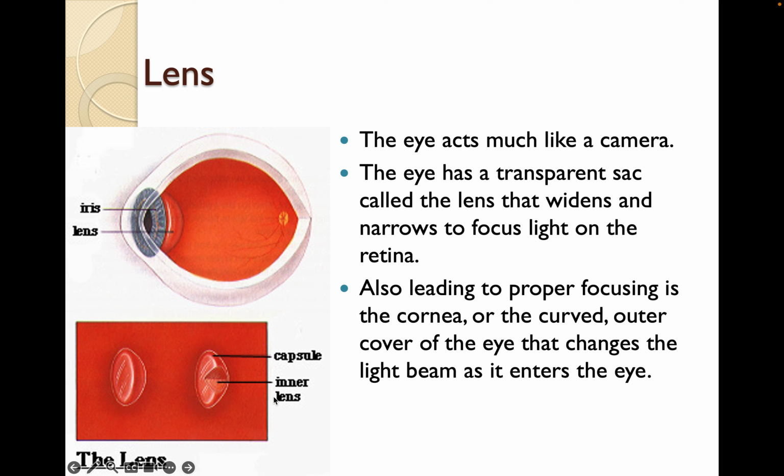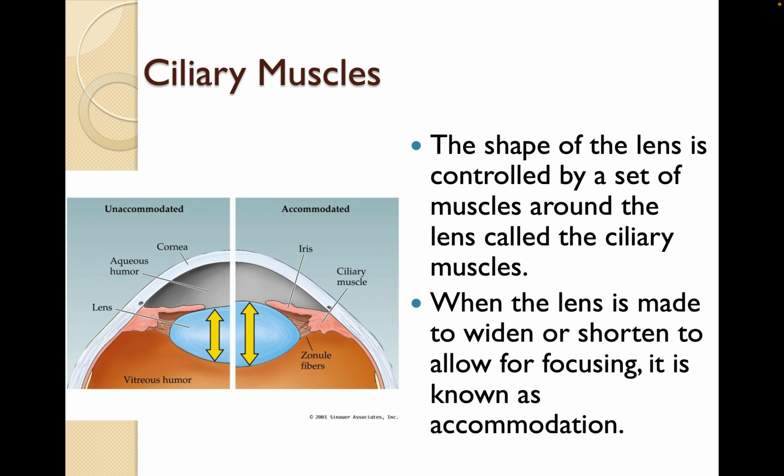The eye acts much like a camera. The eye has a transparent sac called the lens that widens and narrows to focus light on the retina. Also leading to proper focusing is the cornea, or the curved outer cover of the eye, that changes the light beam as it enters the eye. The shape of the lens is controlled by a set of muscles around the lens called the ciliary muscles. When the lens is made to widen or shorten to allow for focusing, it is known as accommodation.